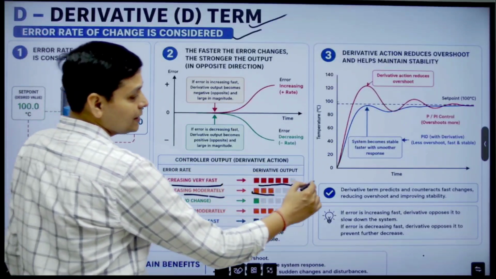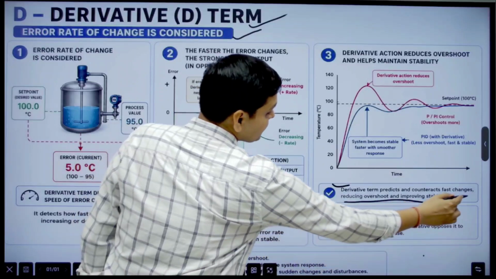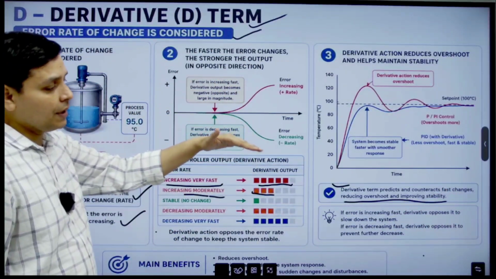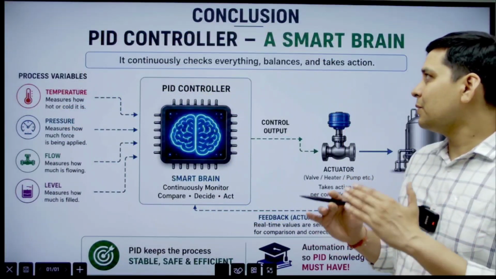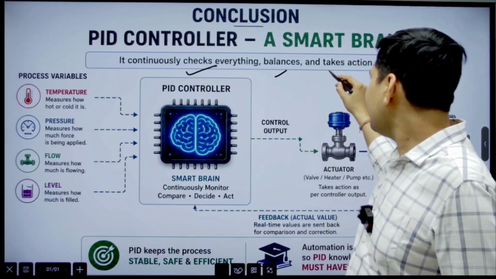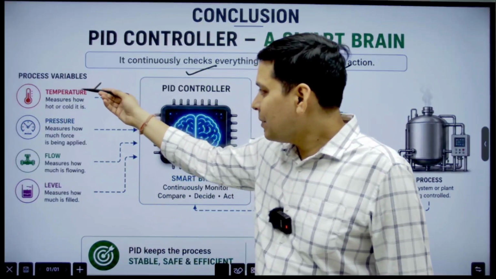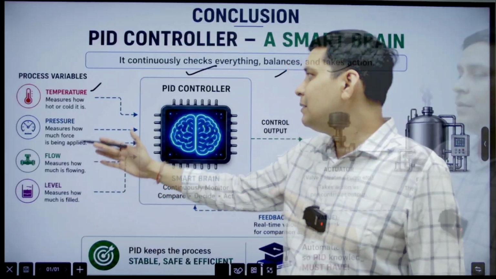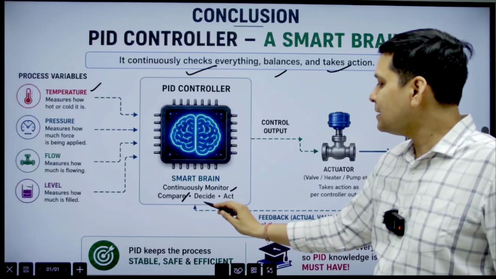The derivative term predicts and counteracts fast changes, reducing overshoots and improving stability. Derivative terms are used to reduce overshoots and to improve stability. If we talk about the conclusion of the PID controller, it continuously checks everything, balances and takes action. Process variables are measured. Temperature, pressure, flow, level, these are the process variables. They are measured. And in the PID controller, continuous monitoring, comparison and decisions are made.